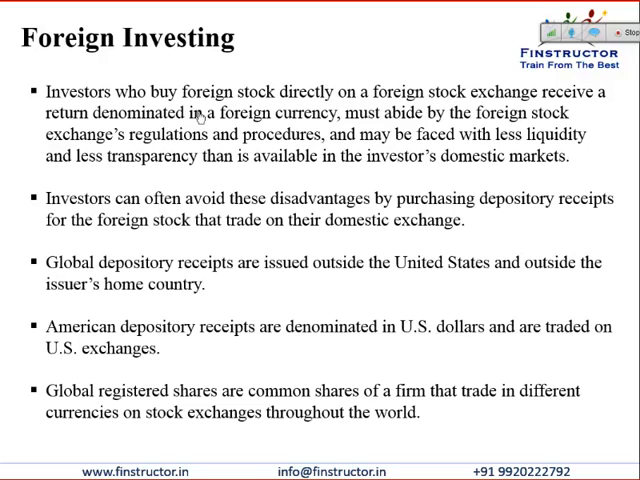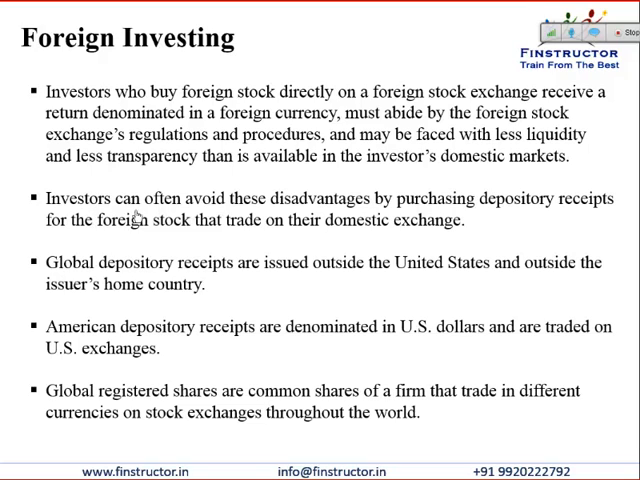So if a US investor buys in India, then first of all the Indian currency movement affects him, then Indian regulations and procedures are what he has to comply with. There may be less transparency as compared to the companies listed in the US that have much more stringent regulations.